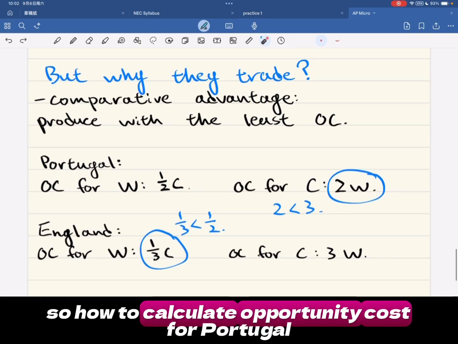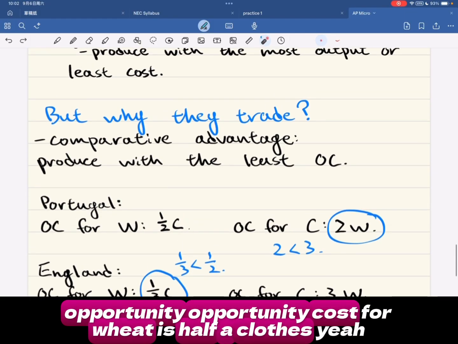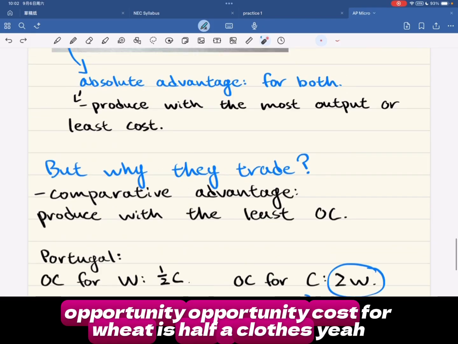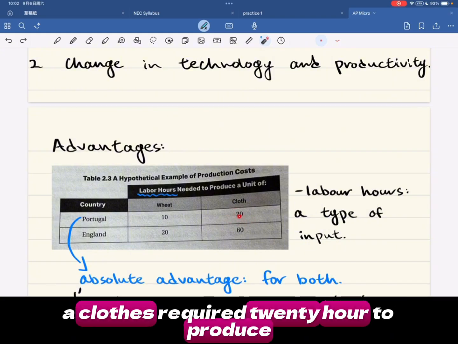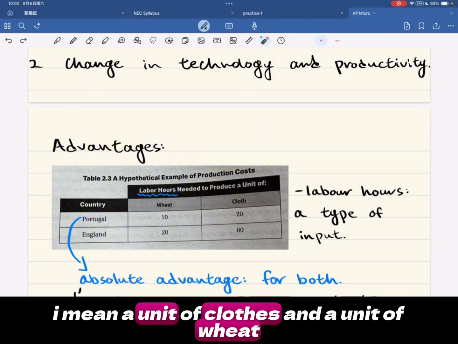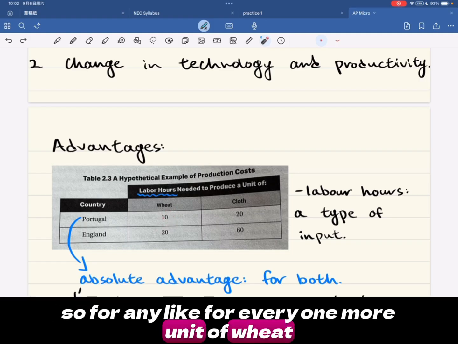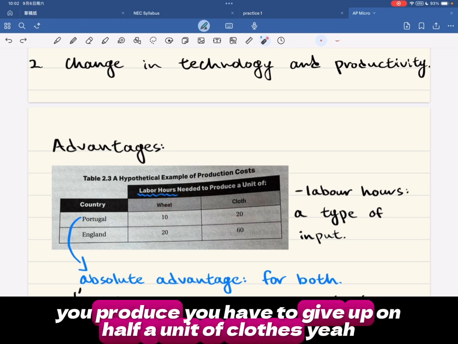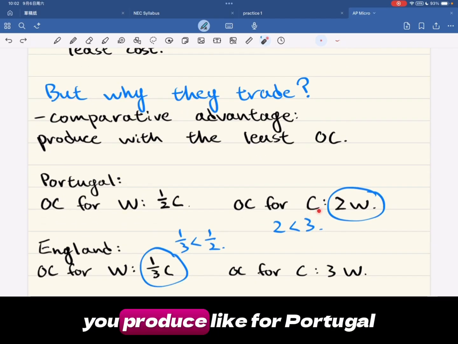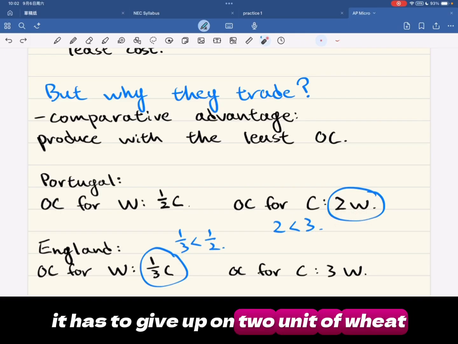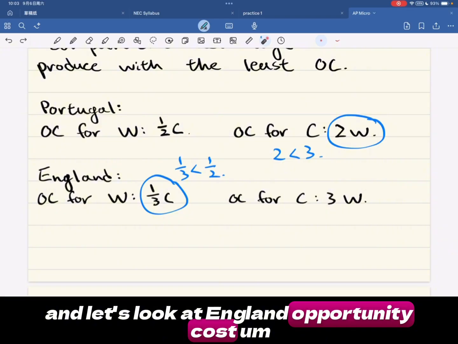So how do we calculate opportunity cost for Portugal? The opportunity cost for wheat is half a clothes. A clothes requires 20 hours to produce, and a unit of wheat only requires 10 hours. So for every one more unit of wheat you produce, you have to give up half a unit of clothes. And for every clothes you produce, Portugal has to give up 2 units of wheat.